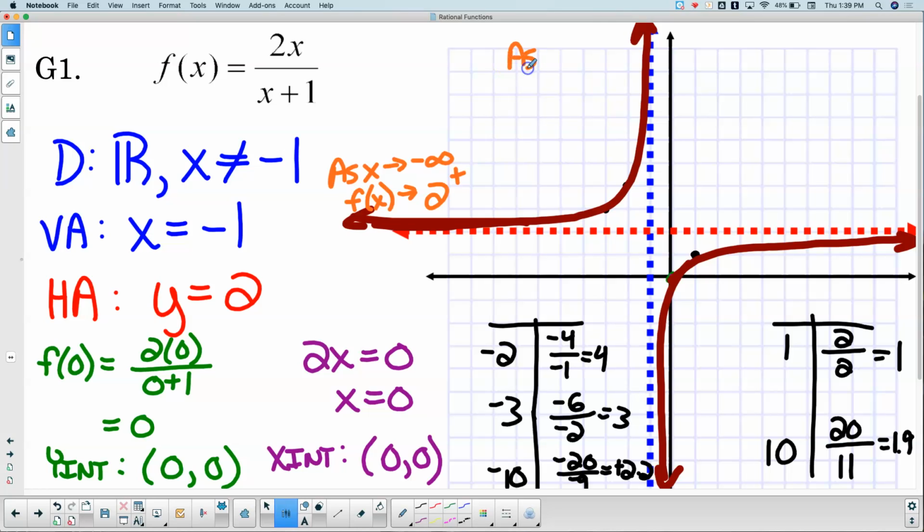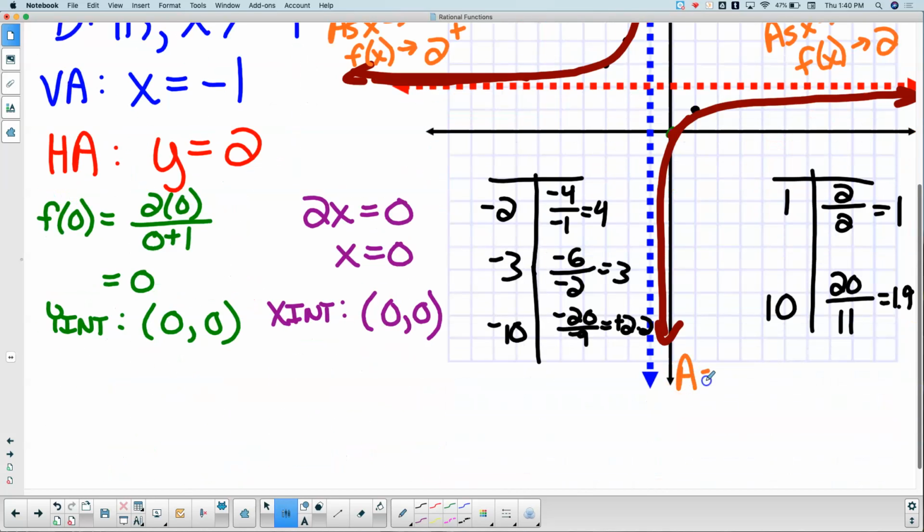As x goes to -1 from the left, my function goes to positive infinity. As x goes to positive infinity, my function goes to 2 from below. We have to scroll down on this one. As x goes to -1 from the right, my function goes to negative infinity.